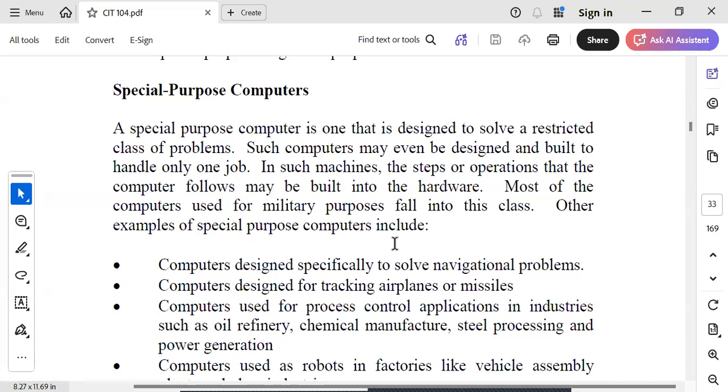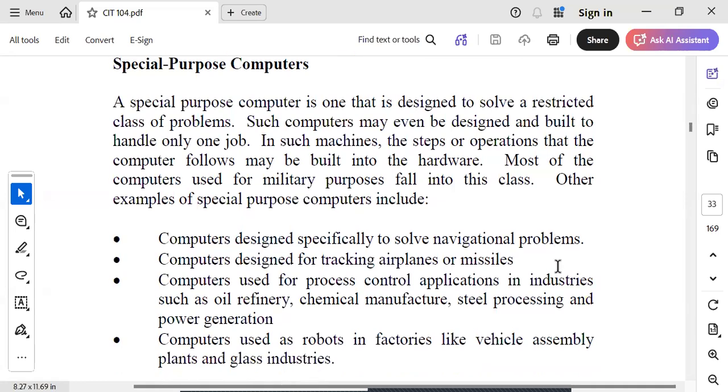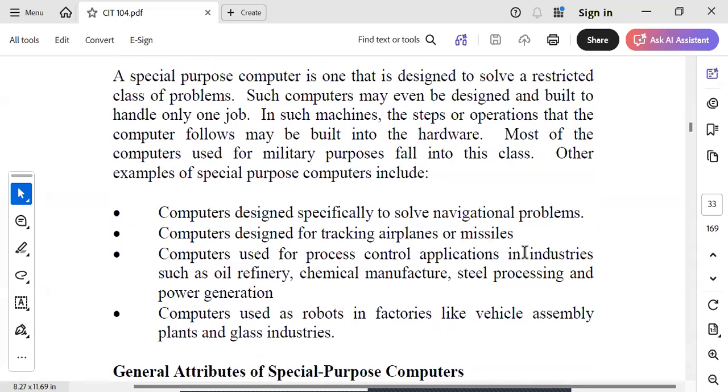1. Computers designed specifically to solve navigational problems. 2. Computers designed for tracking airplanes or missiles. 3. Computers used for process control applications in industries such as oil refinery, chemical manufacture, steel processing, and power generation. 4. Computers used as robots in factories, like vehicle assembly plants and glass industries.